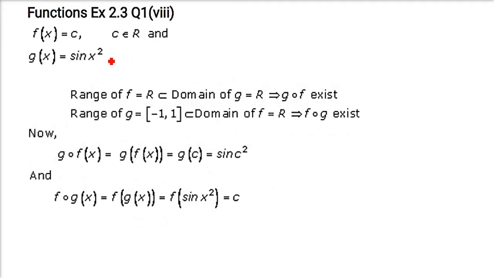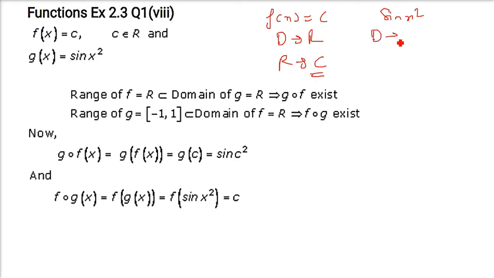Now we have question number 8. There is a constant function f(x) equals c. Domain will not be a problem because you can put any value of x. But the range will always be only one value, which is c, and c is a constant value that is already given to belong to the real number set.